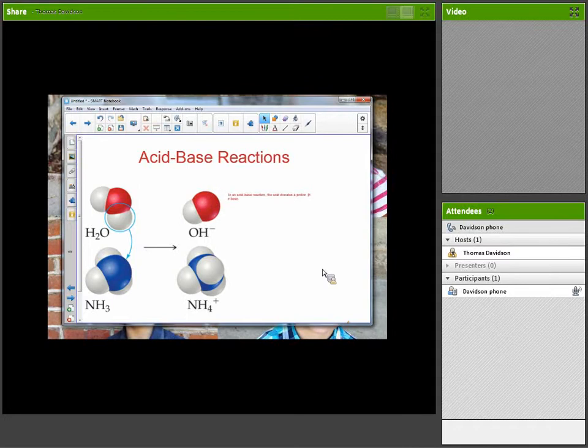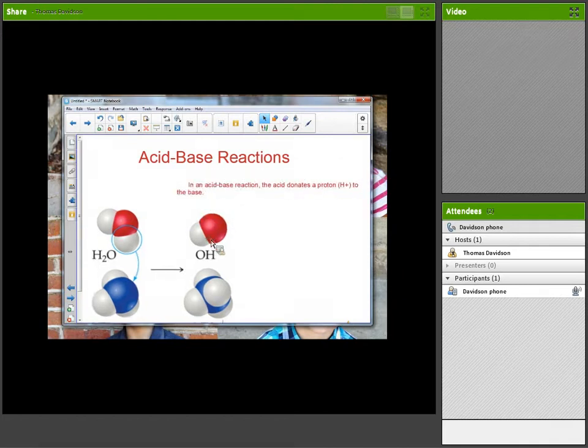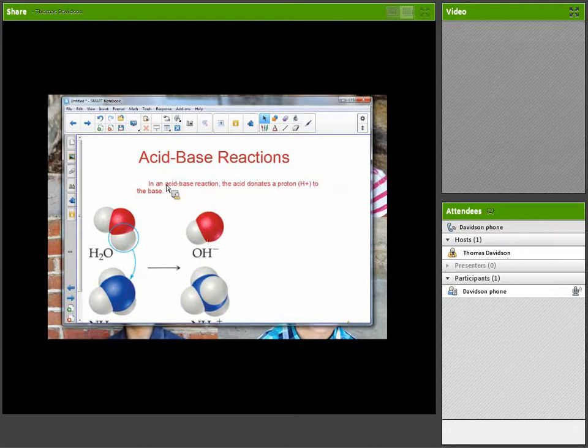It says in an acid-base reaction, the acid donates H plus to the base. Oh, there you go. It's not even all there. Look at that. That's the box that fills. All right, so the acid donates the H plus to the hydroxide, and that's just going to form us some water.